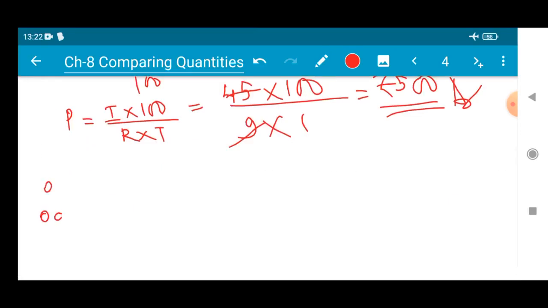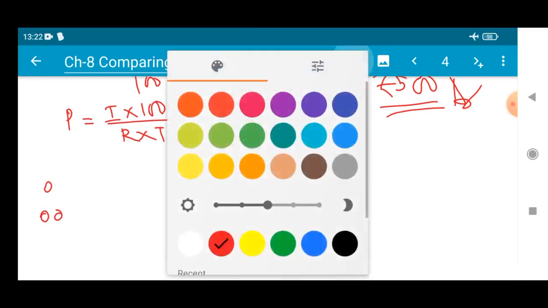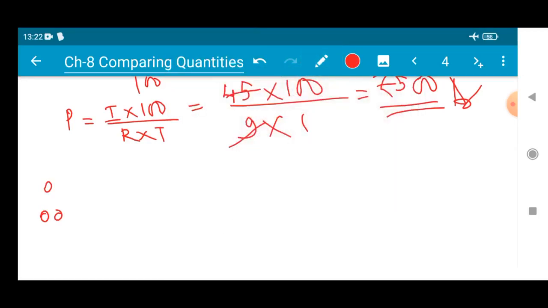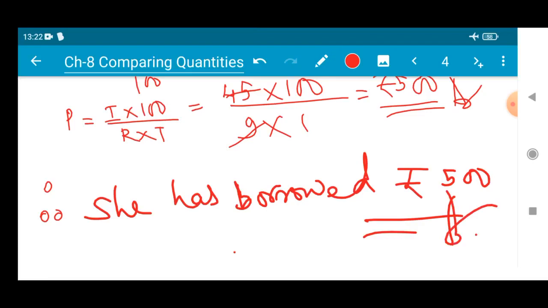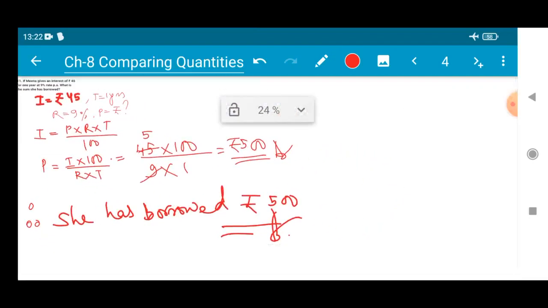So you will write, therefore, she has borrowed rupees 500. Isn't it very simple? So we came to know about the formula of principal also now.